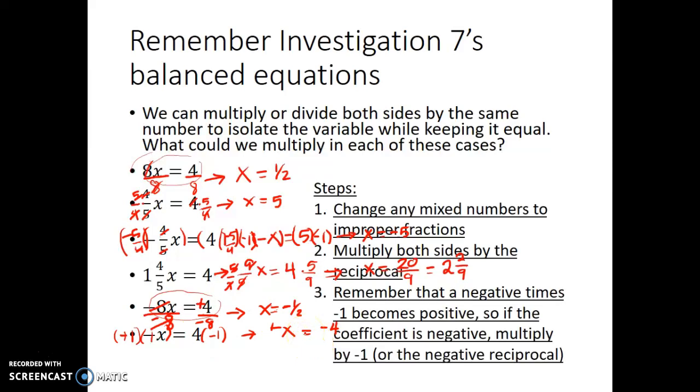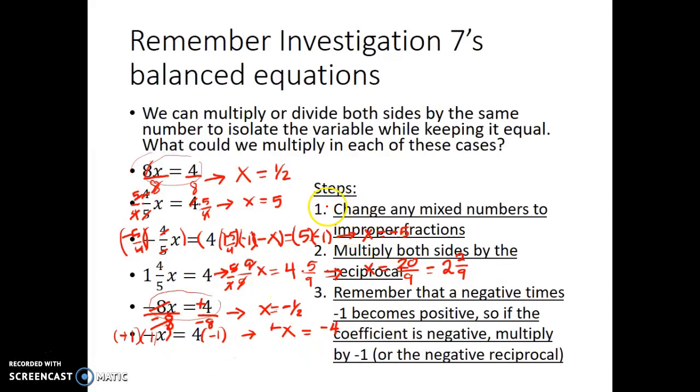Okay. If you can see it, to take some notes, these are our steps. So we want to change any mixed numbers to improper fractions. We want to multiply both sides by the reciprocal. And we want to remember that a negative times negative 1 becomes positive. So anytime we have a negative coefficient in here, whether that's negative 1, there's kind of a hidden 1 in here, negative 8, negative 4/5, we want to make sure that we are multiplying by negative 1 or dividing by negative 1. Really, it's going to work out the same way.